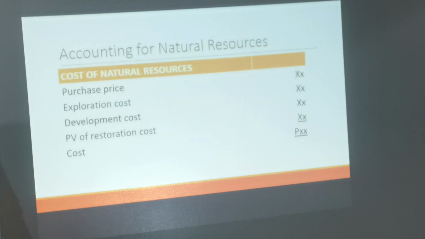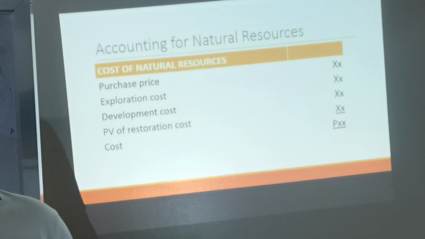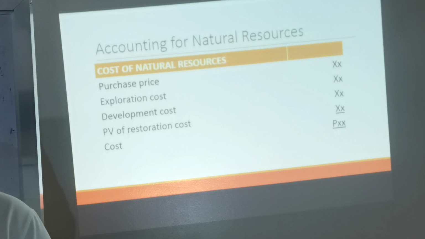Okay, now let's go to accounting for natural resources, or what we call wasting assets. Okay? So this would be applicable for the mining industry, for extracting resources. Okay. Now, of course, first question is what is the composition of the cost of the natural resources? Now, the cost would include the purchase price, exploration costs, development costs, and of course the present value of any restoration cost. Because of course, every LGU would like the property to be restored.